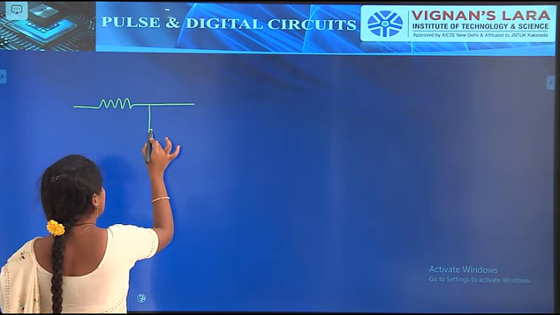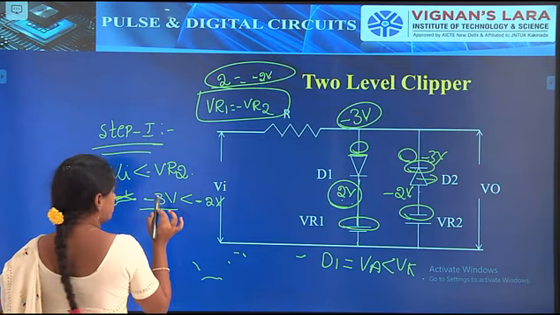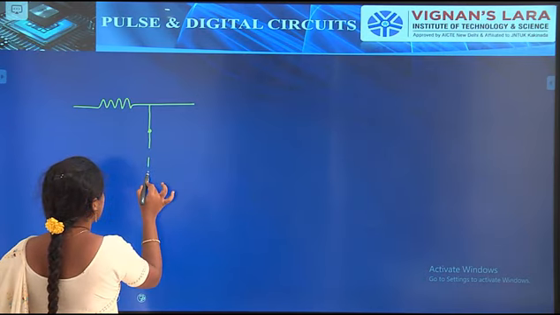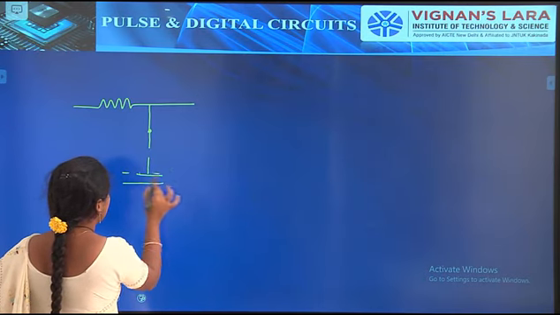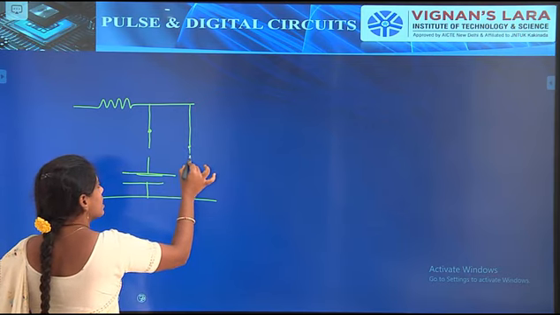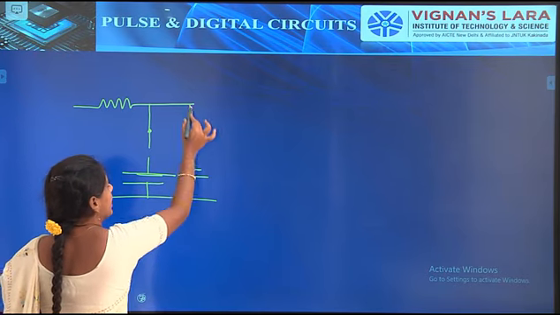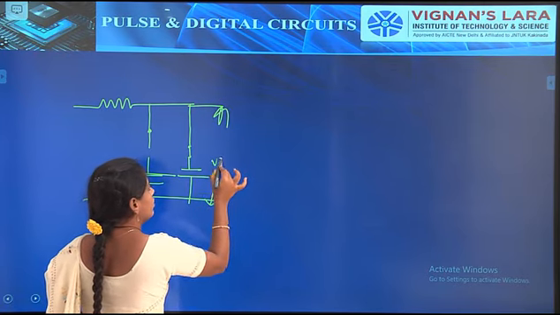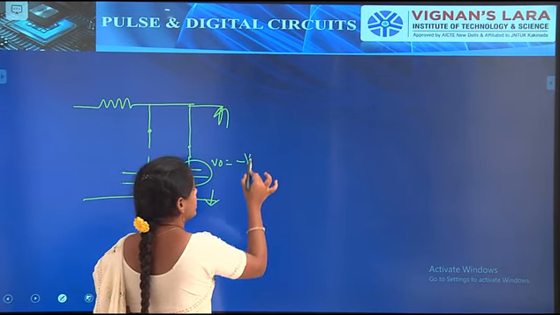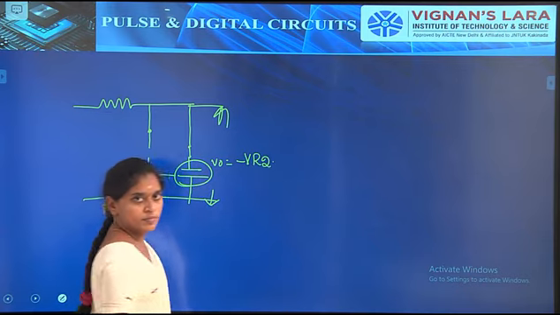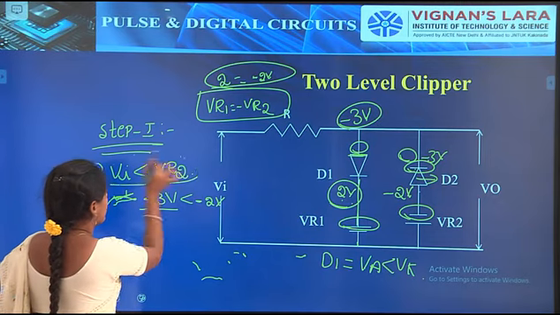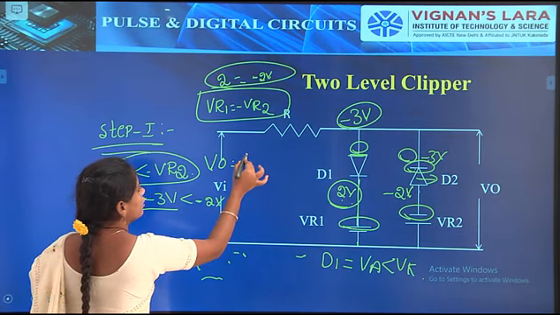What is the condition of diode D1? Diode D1 is off, so it is replaced with an open circuit, and diode D2 is on, which is replaced with a short circuit. The output voltage V0 is equal to the reference voltage, that is minus VR2. So we get the minus VR2 voltage at the output side. Then we check the next condition. At this condition the output is V0 equal to minus VR2.